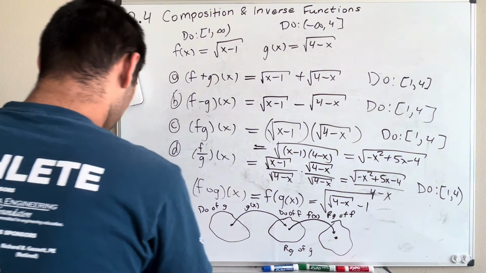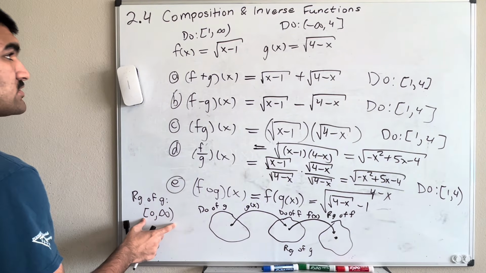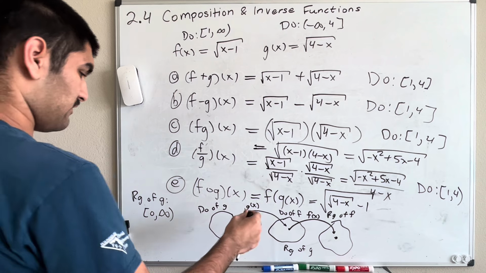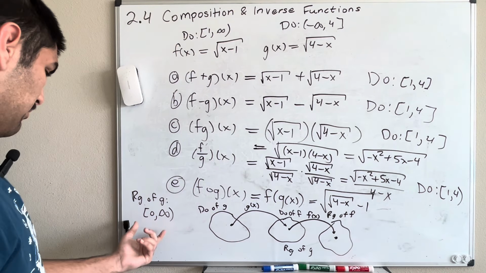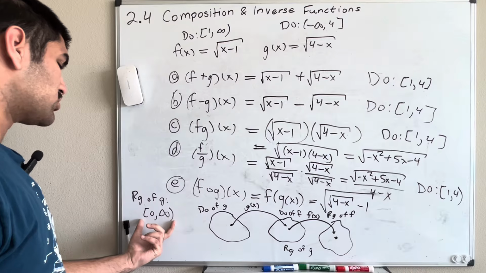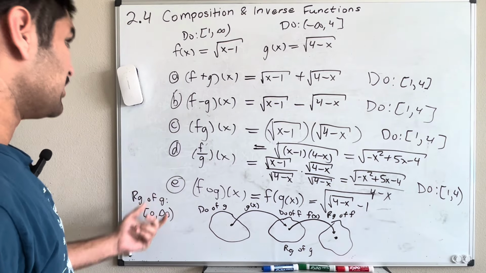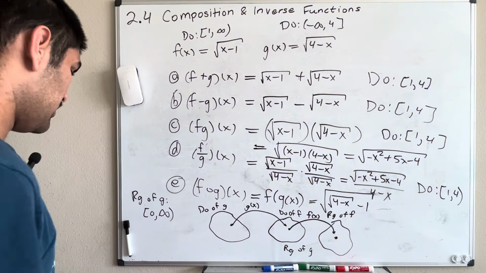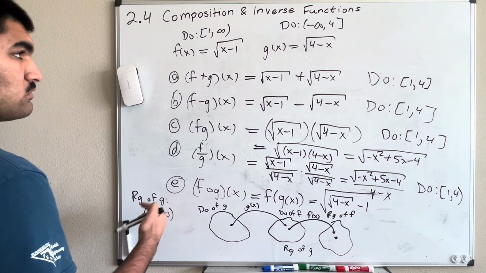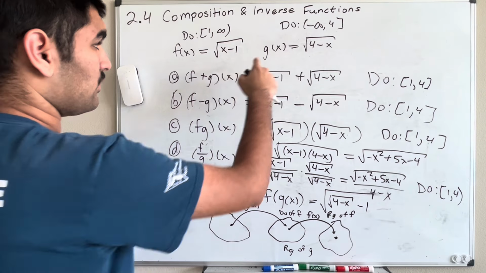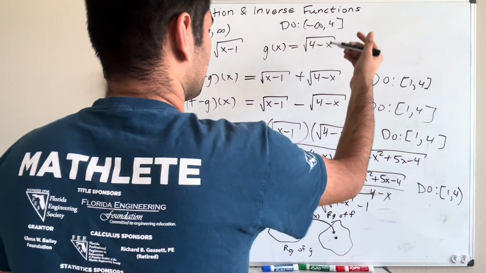And then the range of g is the domain of f. So now we have to see, is this okay for us to put into f? And the answer is no, because the domain of f is this, but the range of g is this. So we have to restrict the domain of g such that the range of g becomes the domain of f. So basically we have to exclude 0. So what value of x makes g of x equal to 0? That's if x is equal to 4.